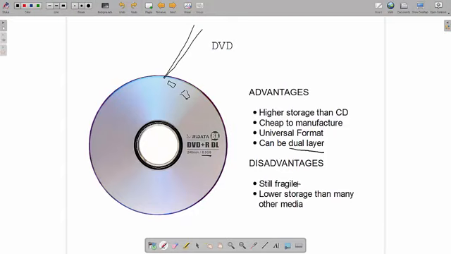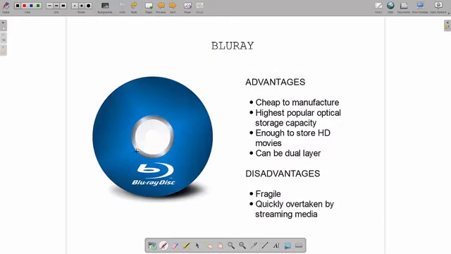Disadvantages, again, they're still fragile, and compared to some of the ones that we're going to come on to now, they have a lower storage capacity. Next we've got Blu-ray. Again, the difference is that this one has an even narrower wavelength. Whereas with CDs and DVDs we use a red laser, with a Blu-ray we use a blue laser, hence the word blue. The blue laser light has a very narrow wavelength, which means that we can read very tiny bumps. And because the bumps can be tinier, we can fit a lot more data on a Blu-ray disc. We can fit around about 50 gigabytes on a Blu-ray disc. We can also have those as dual layer as well.